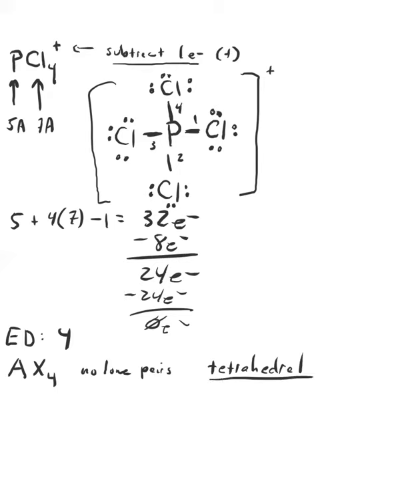Now, if it was AX4 with a lone pair, that's going to change it. If it was AX4 with two lone pairs, that would change it. Then you go back to that table and look that up. But here we go. This one right here is tetrahedral. The angle for tetrahedral, 109.5 degrees. So the bond angle for this one, we would predict to be 109.5.